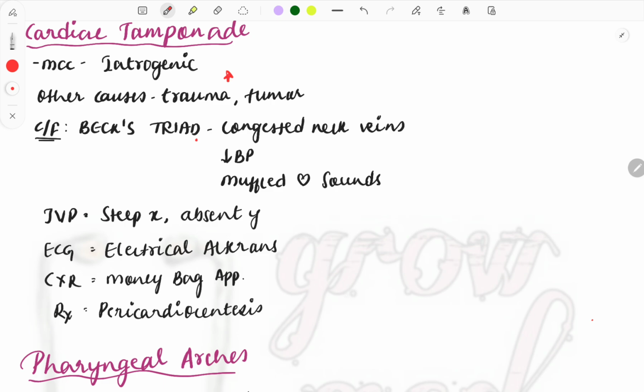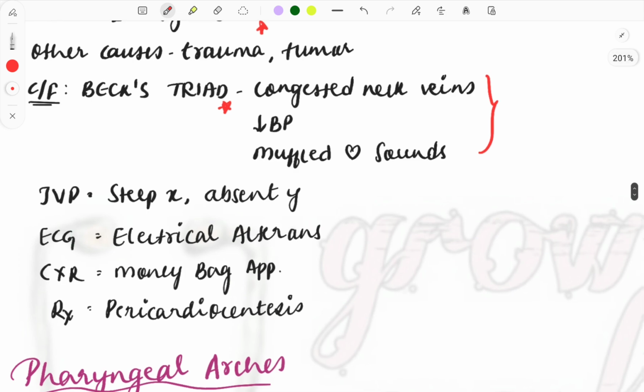Then the classical finding, the Beck's triad: congested neck veins, muffled heart sounds and hypotension. Okay, so whenever these three things are described in the case, तभी ही cardiac tamponade करके मार्क करना, वरना और भी दूसरी कंडीशन है जिसमें ना you can see congested neck veins, बस कंजेस्टेड नेक वेन दिखेंगी, किसी किसी में मफल हार्ट साउंड दिखेगी. ठीक, अगर तीनों एक साथ प्रेजेंट है then mark it as cardiac tamponade.